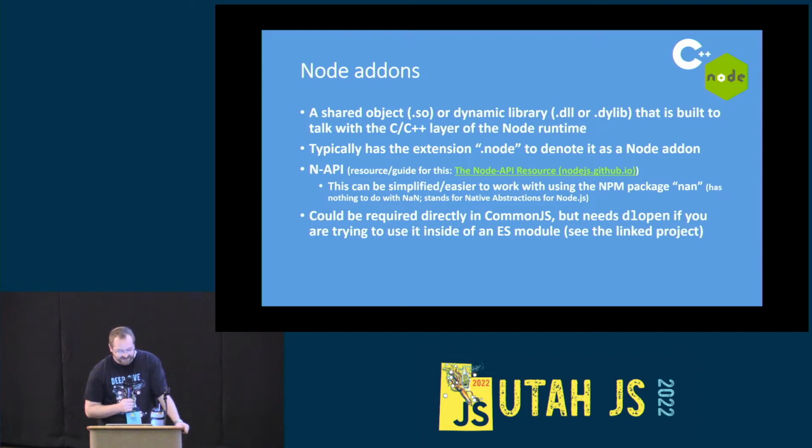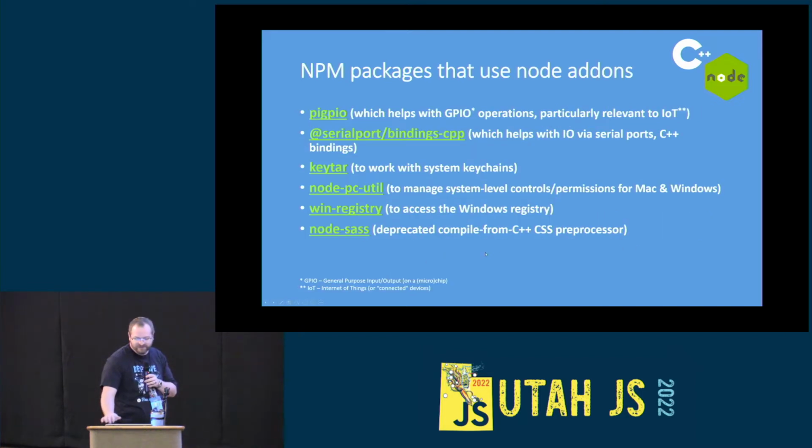There's another package that you could potentially use called nan. It has nothing to do with not a number, just so you know. It actually stands for Native Abstractions for Node. And what's cool about these Node add-ons is that you can require it directly in your CommonJS file. But what if you have ESM? Well, in that case, you can't really require it. It'll need a dlopen call, which actually is what require does under the surface. But in the example I'll be showing you today, I can show you where you don't actually have to explicitly call dlopen. But if you're trying to use it in an ES module, that's what will happen.